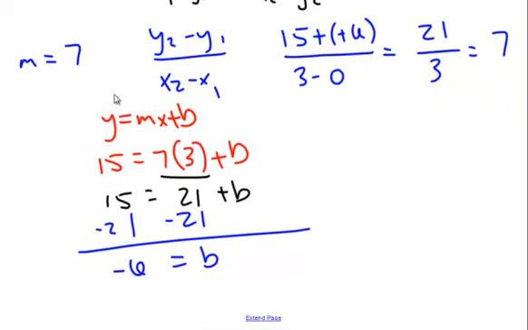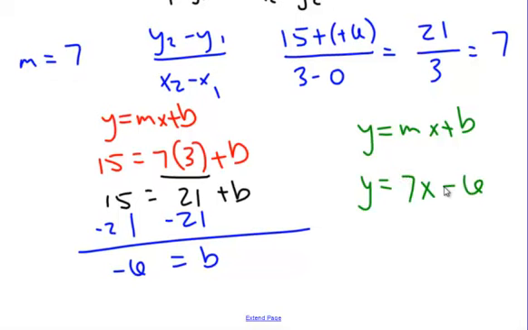Okay, so now I know my m, I know my b. So I can plug it into y equals mx plus b form. And my y is just y. My m is 7x. And then you could say either -6 or plus -6. It doesn't matter. Okay, so there's your equation. All right, great job.